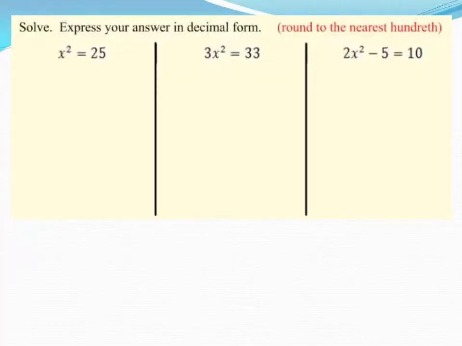All right, so let's take a look at some examples. First of all, what we're going to do is think about what a square root is. Let's take a look at our first example. What I have here is x squared equals 25. Notice here that there is no x term.